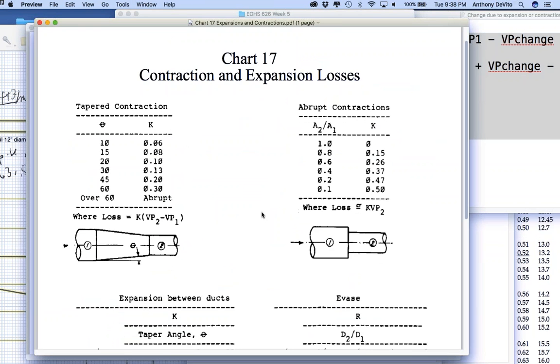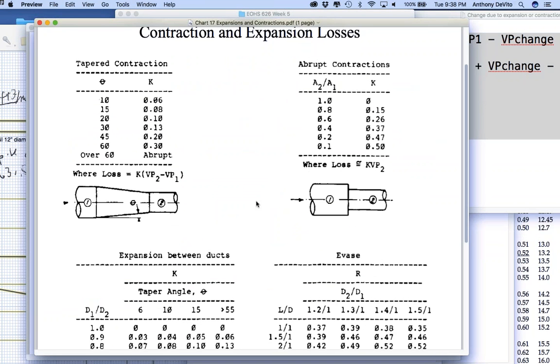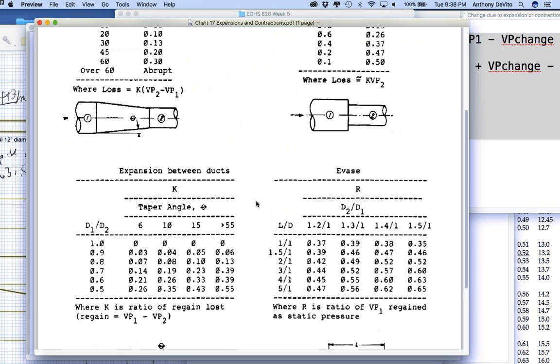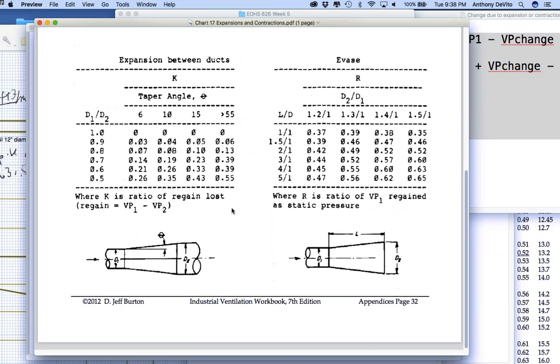Expansions and contractions. Here we go. For tapered contractions, this is what it looks like. For expansions, this is what it looks like. One of the things we're interested in is the relative diameter of the two ducts. I'm going from a 12-inch diameter to an 18-inch diameter. So what's the relative diameter? It's 12 divided by 18, it's 2/3, right? So I'm going to say roughly 0.6.